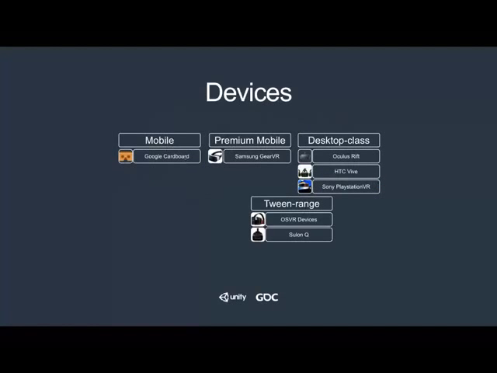So let's move on to devices. Where are we with devices? We've got a few different categories. These are just my terms. I just tried to throw them out there to segment the devices. I'm not going to read through these. You can see these. But I will point out that the tween range right now is an interesting one. Just earlier this week on Monday, AMD announced that their chips were going in the Sulon Q, which is a device that is wireless.